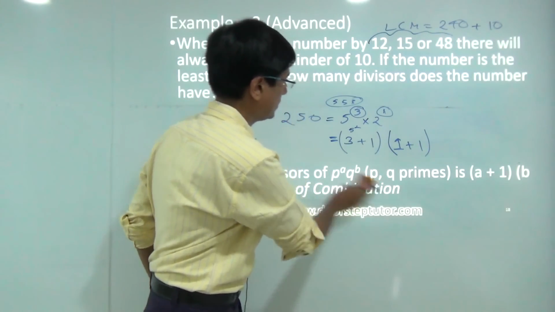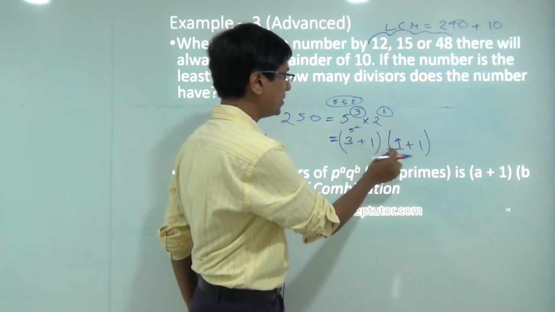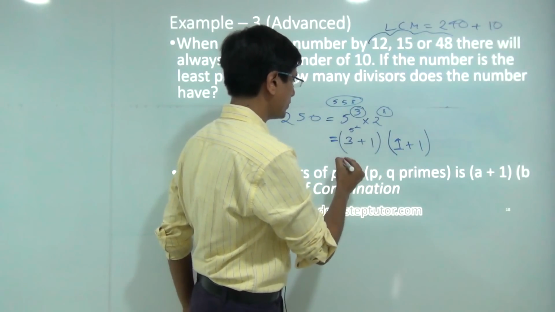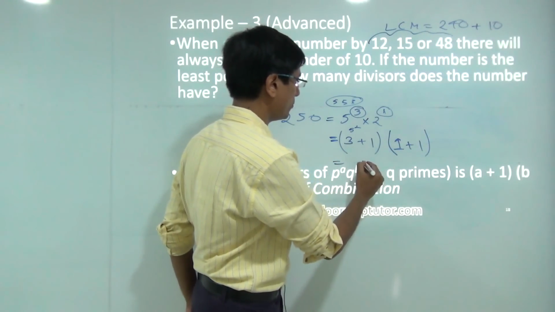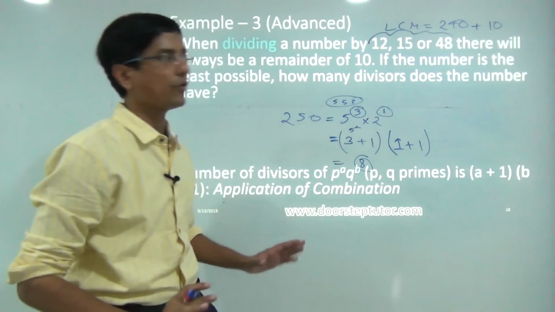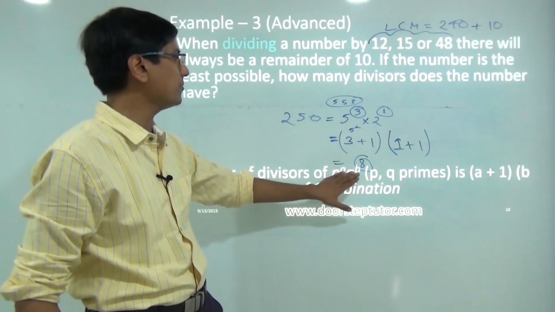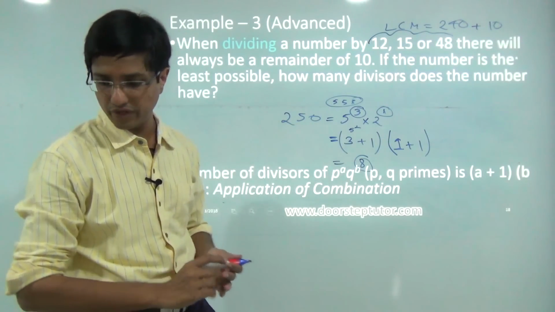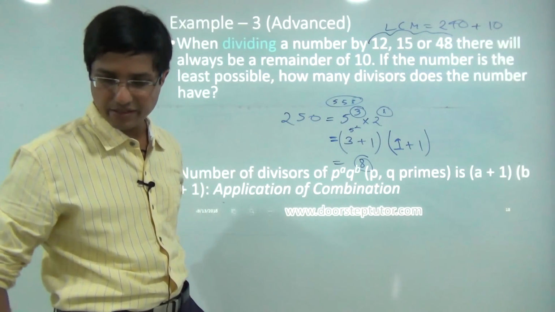So the answer is (3 plus 1) into (1 plus 1), which is 4 into 2, 8. So there are 8 possible numbers which can divide 250, and that is the answer.